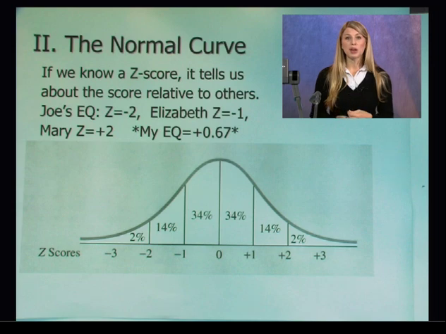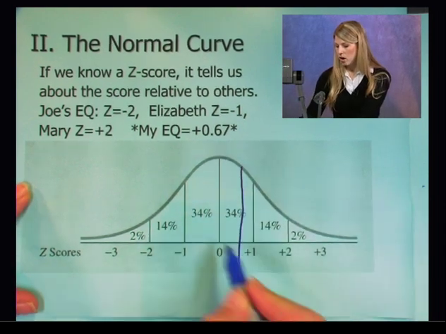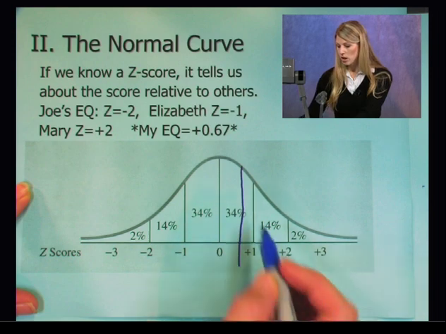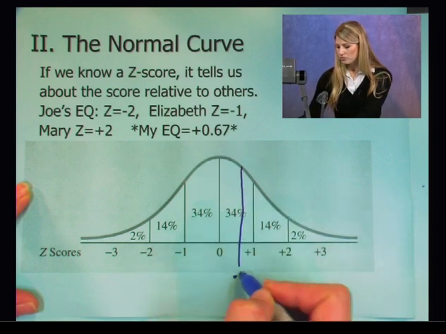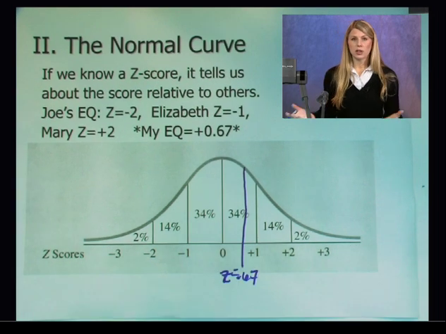So now suppose I want to know what percentage of people score above me and what percentage of people score below me. 0.67 doesn't fall neatly on one of these 0, 1, or 2 marks. So 0.67 is my z-score. How do we figure that out?